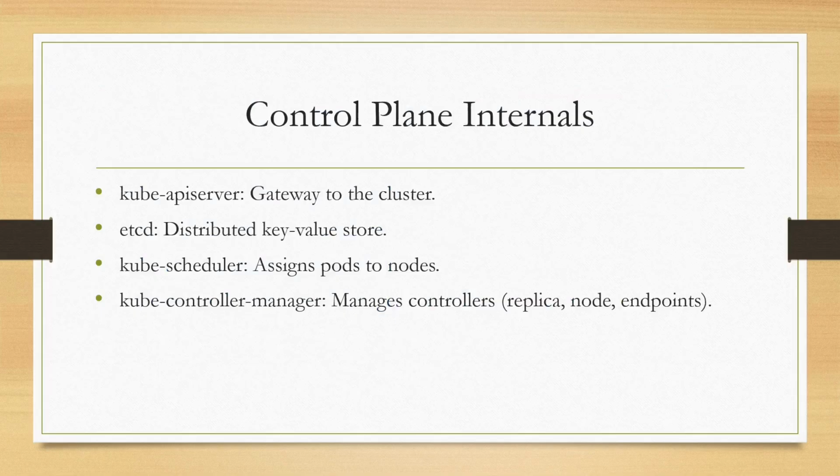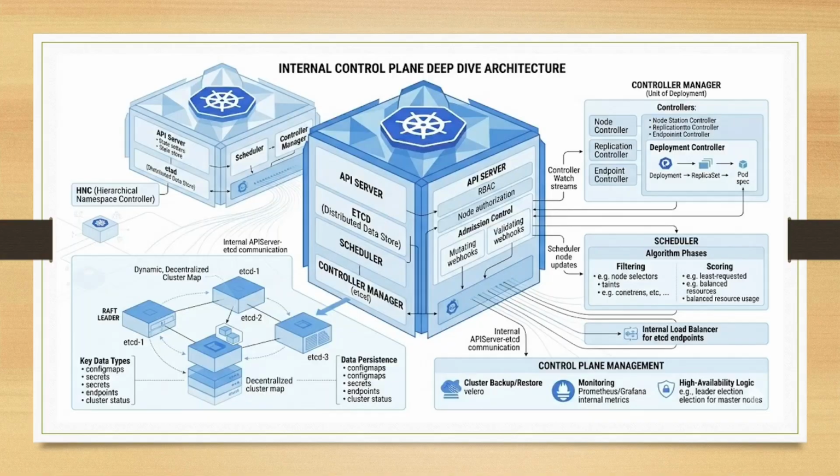What I already explained: the kube API server is the gateway to the cluster, etcd is a distributed key-value store database, the kube scheduler assigns pods to nodes, deciding which pod will run on which node. And the kube controller manager manages controllers, replicas, and endpoints. There were two controller managers, and one task was communicating with the cloud APIs. So let's deep dive into the internals of the control plane.